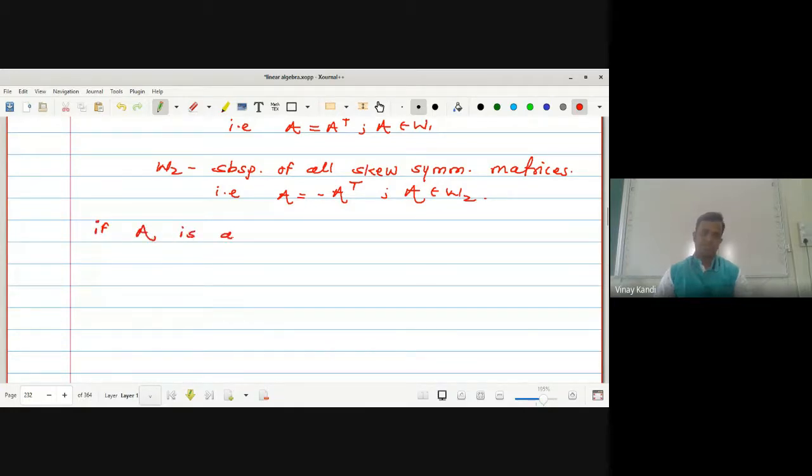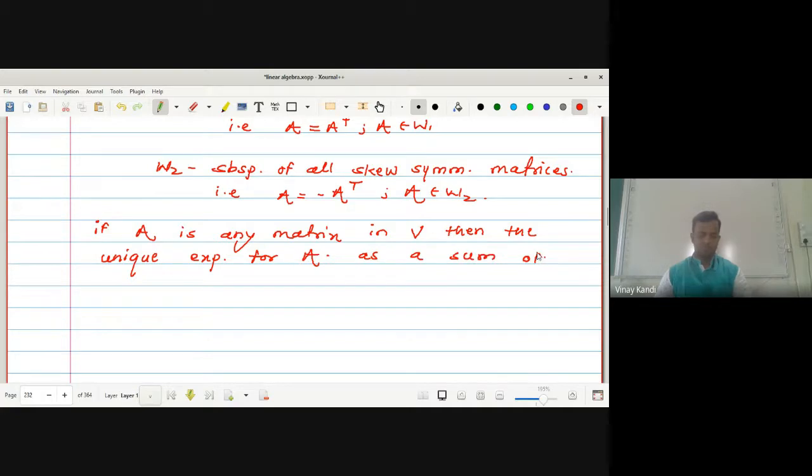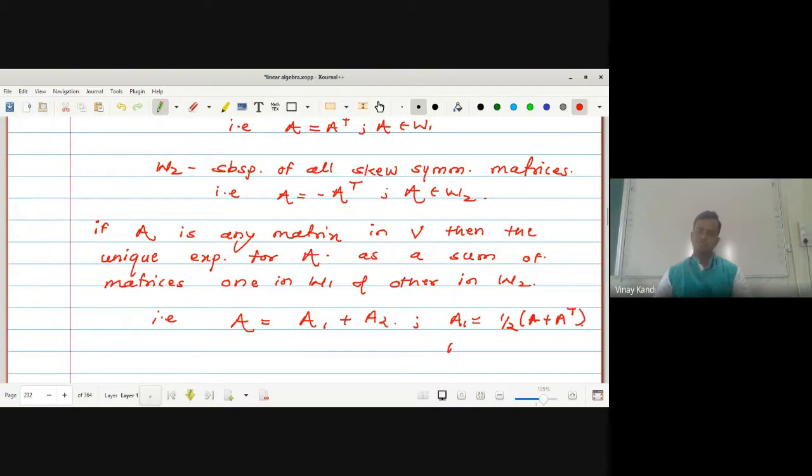So we can write V is equal to W1 direct sum W2. If capital A is any matrix in capital V, then the unique expression for this capital A as a sum of matrices, one in W1 and the other in W2, is A equals A1 plus A2, where A1 is equal to 1 upon 2 (A plus A transpose) and A2 is 1 upon 2 (A minus A transpose).